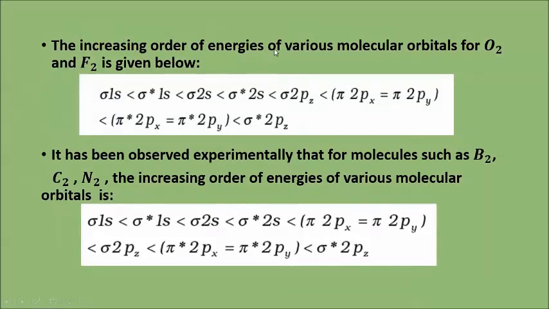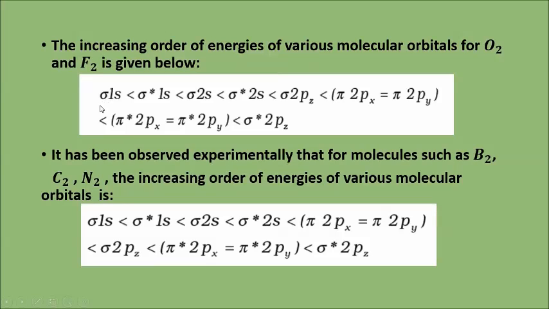The increasing order of energies for the various molecular orbitals is different for oxygen and fluorine. Like oxygen, fluorine and neon, you can use this increasing order. That is how we write it according to the Aufbau principle. In the same way 1s, 2s and 2p come. Here the bonding and antibonding is there, then again bonding, antibonding and bonding, antibonding. Like this the order goes.